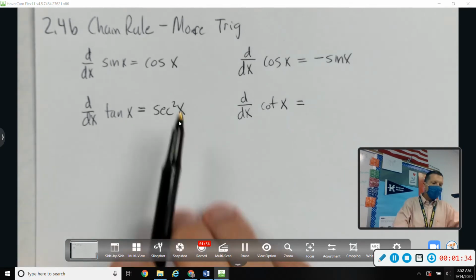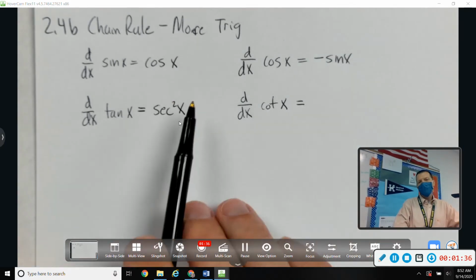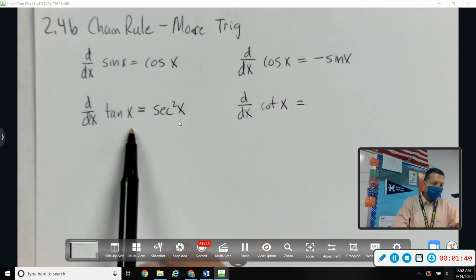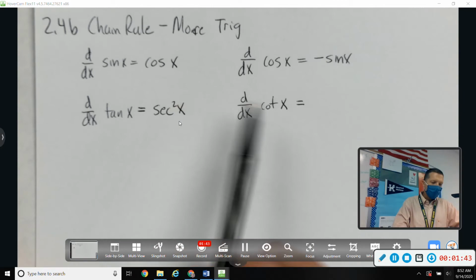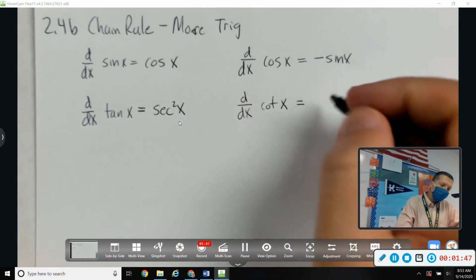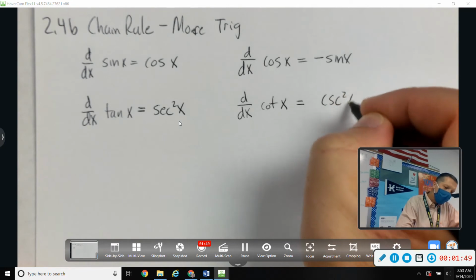Good news is there's a bit of a pattern that starts to develop with trig functions. You probably don't see it yet, but tangent goes to secant, cotangent, any guesses? Cosecant squared, and it's negative.